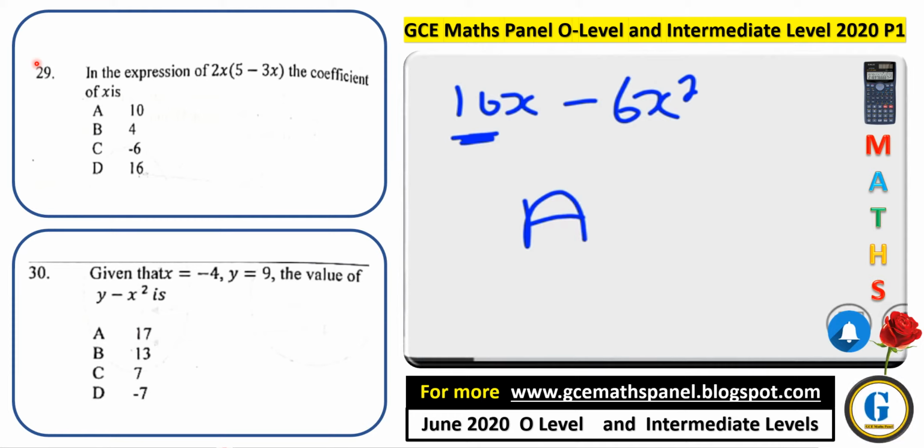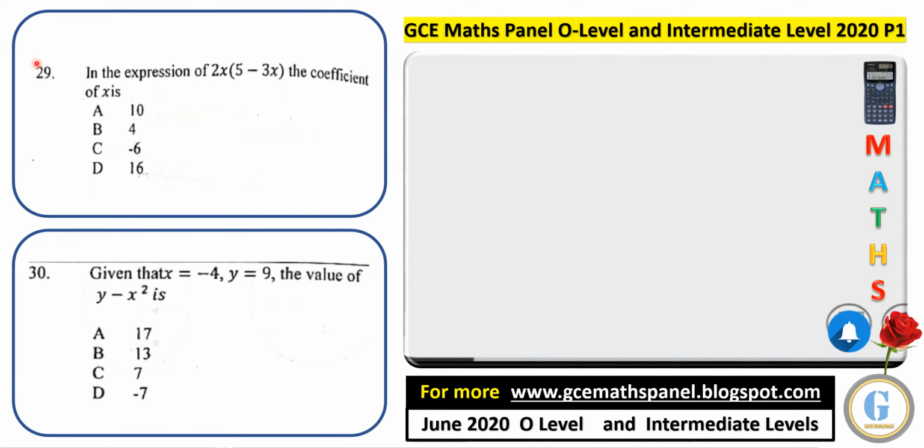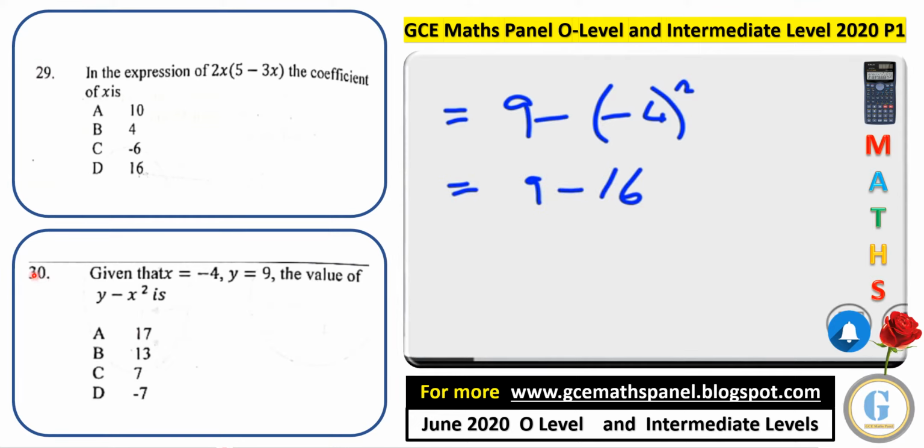Question 30. Given that x equals minus 4 and y equals 9, the value of y minus x squared is, so y minus x squared will be equal to, our y there is 9, minus x squared, which is minus 4 all squared. It's good to put it in brackets so that you don't make a mistake with the sign. So that gives us 9 minus 16, and 9 minus 16 is equal to minus 7. Yeah, minus 7. So our key here is T.